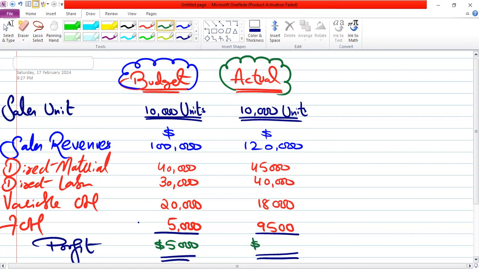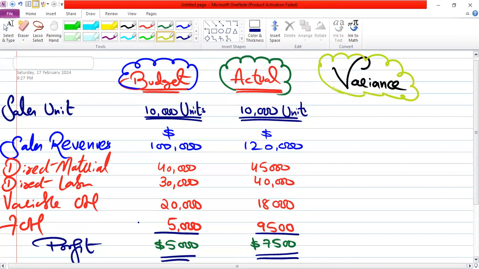Actually, 7,500, mashallah. Now this is budget, that is actual. Two columns are there. Now we have one column, which is the first time we are making in our class: variance. Variance is the variation. Variation means the difference.